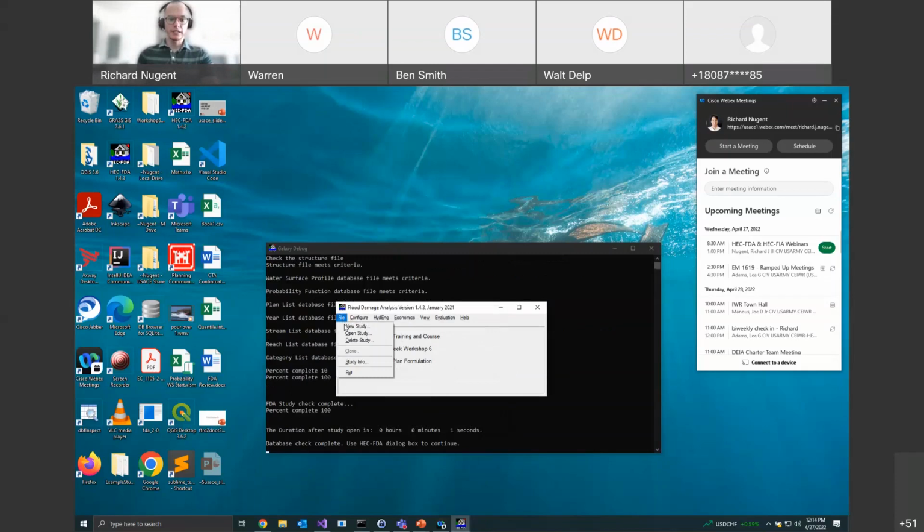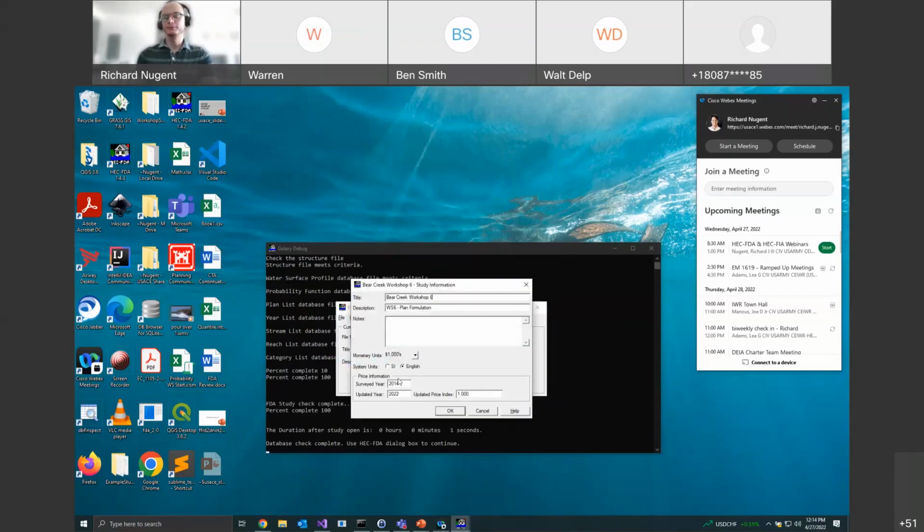So the first thing to do, you'll want to enter some study info, name your study, give your study a good description. We have price information for the values of the structure inventories. So if your structure inventory was developed in 2014, but it's 2022, you may want to increase the value of the structures based on inflation. So if there was a 25% increase in the price level from 2014 to 2022, then we'd update the price index to be 1.25.